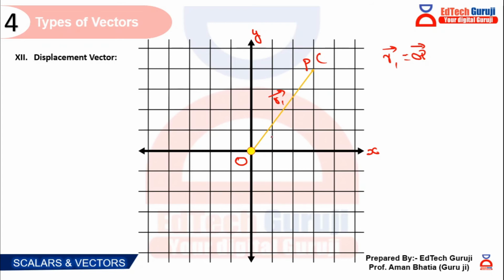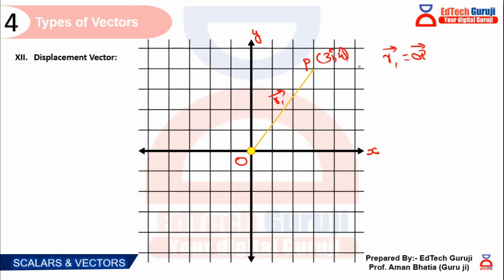1 2 3, 1 2 3 4. So 3 comma 4 is my current position. In terms of unit vectors, I can also say it is 3 i cap comma 4 j cap. Okay, I hope this is clear to you.